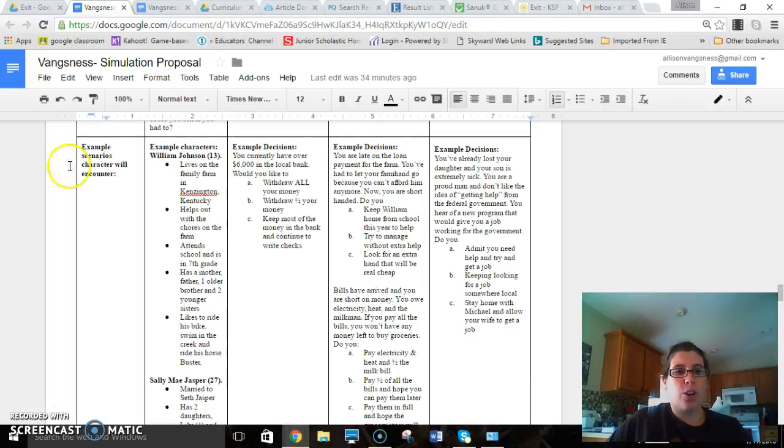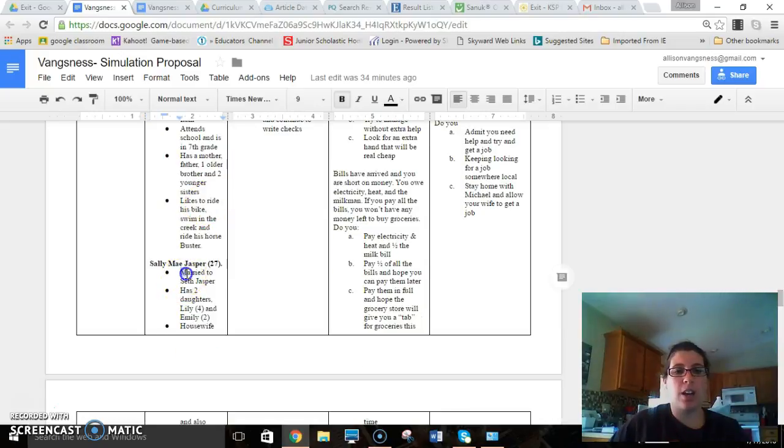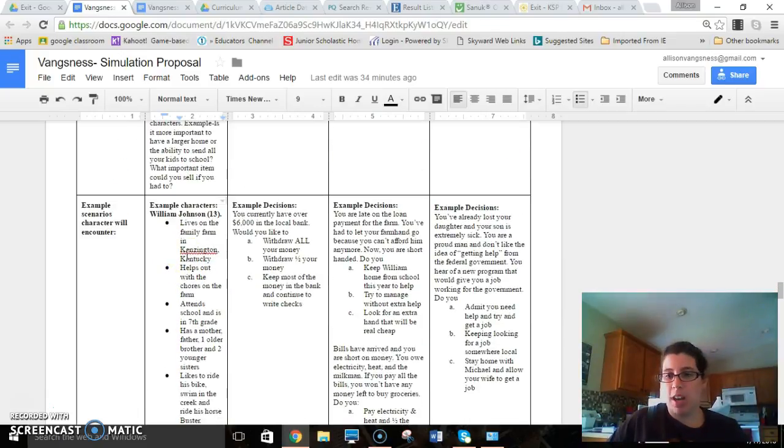So over here on the left, I kind of talked about different example characters that they might be. They might be a 13-year-old that lives on a family farm, or they might be a housewife, a farmer, or a banker, and that's all decided right away in the beginning. They get to choose their characters, and so the students would be able to play this multiple times, choosing different characters so that they could experience what the Great Depression was like for a 13-year-old farm boy or for a 40-year-old stockbroker with a family.